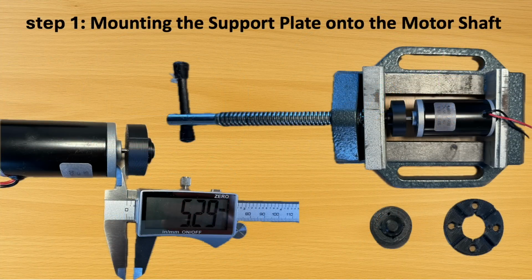The first step in the assembly is to mount the support plate onto the motor shaft. Since the hole in the plate is a very tight fit, I used a vise to press it onto the shaft. The correct distance between the plate and the motor can be measured using a caliper.